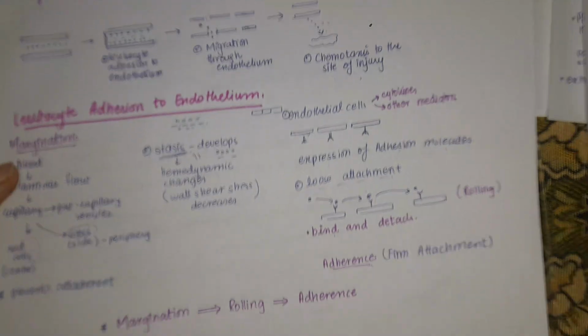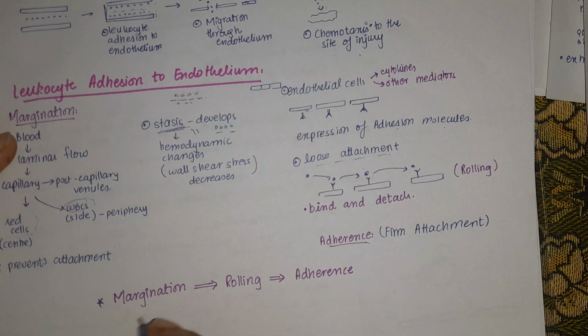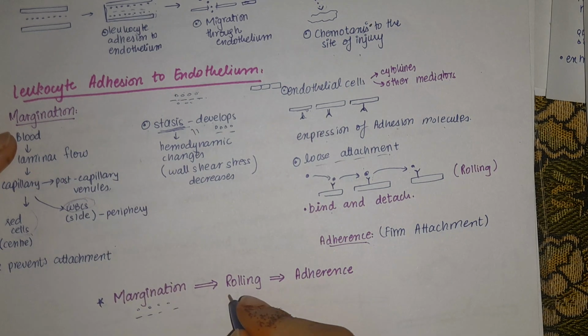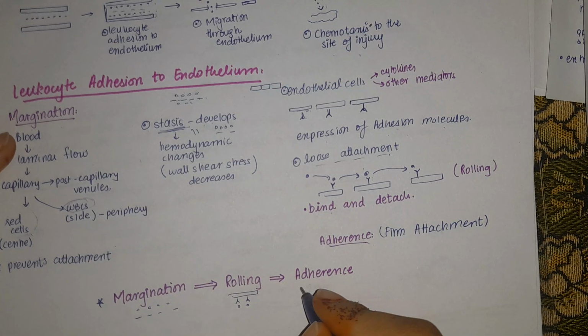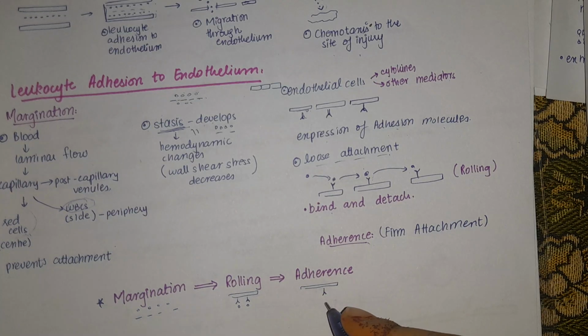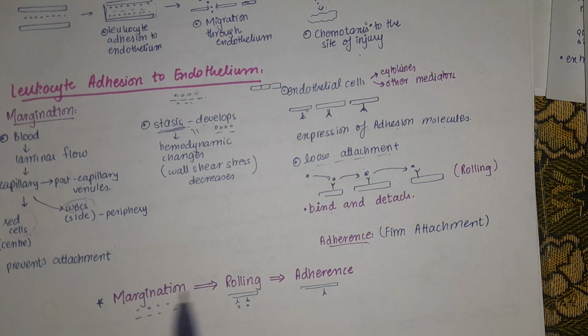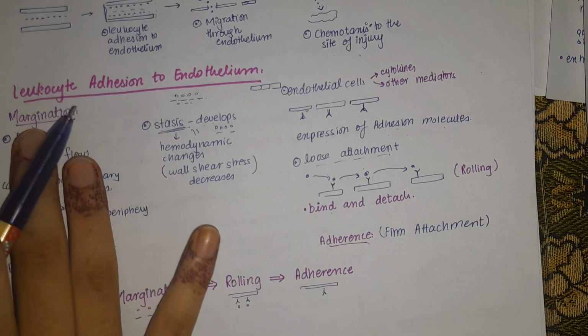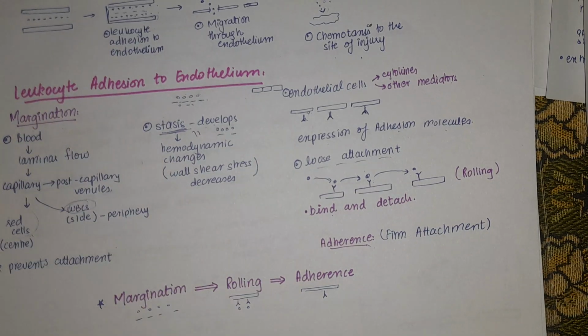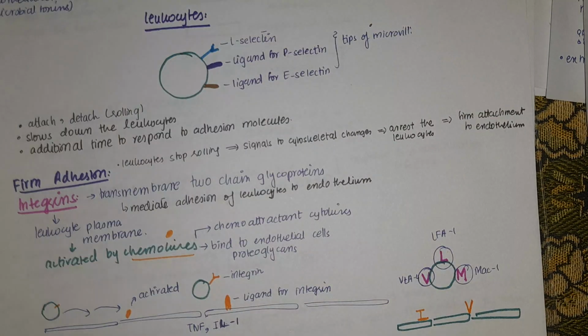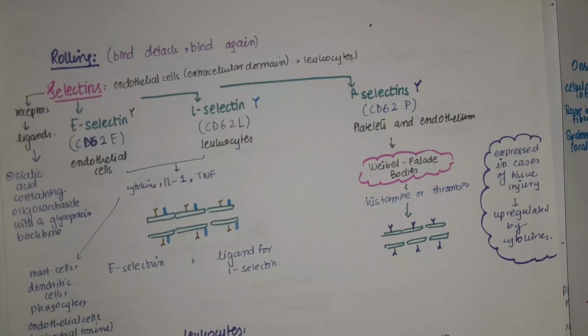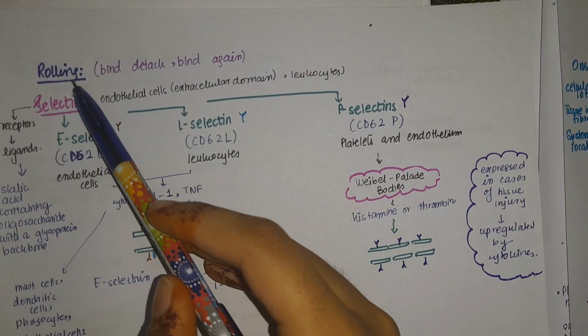So the whole process that is followed is margination, red blood cells to the center, white blood cells to the side, then rolling. How does rolling take place? Because of the expression of adhesion molecules, the neutrophils roll over and then they adhere to specific sites where their adherence is possible. So margination, rolling, and adherence. This is how leukocytes adhere to the endothelium. Now in the next part, we will discuss the rolling process.